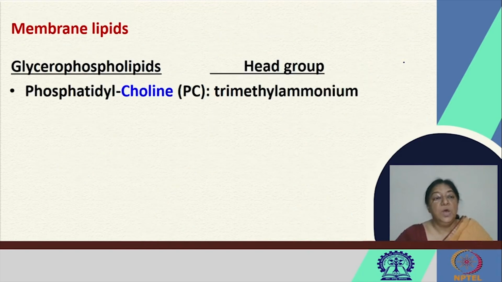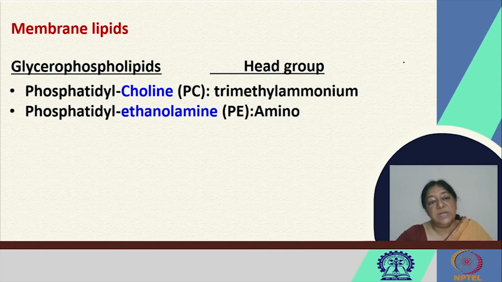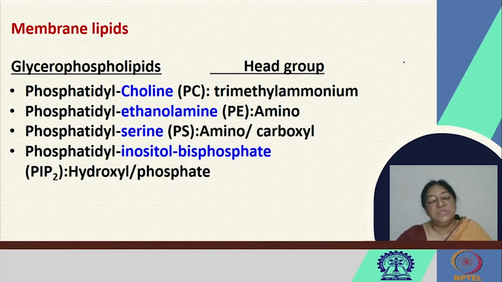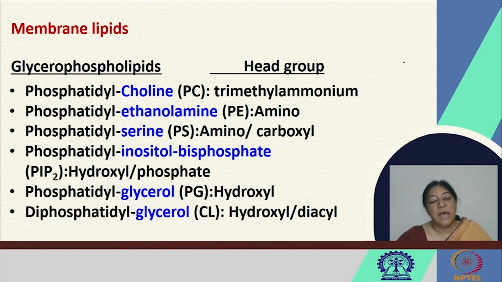When we look at the glycerophospholipids with their head group according to the alcohol that they have been derived from, they have specific names: phosphatidylcholine, phosphatidylethanolamine, phosphatidylserine, phosphatidylinositol bisphosphate, phosphatidylglycerol, and diphosphatidylglycerol. So these different types of head groups give them different properties, which is important. The different tails give them properties that are important.